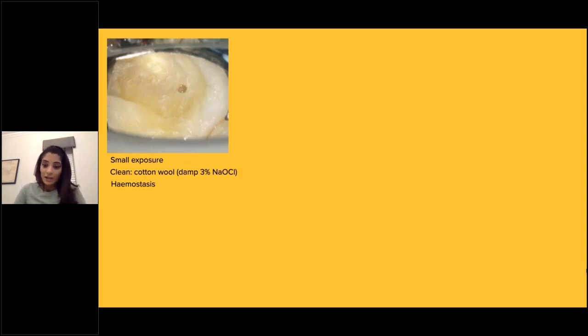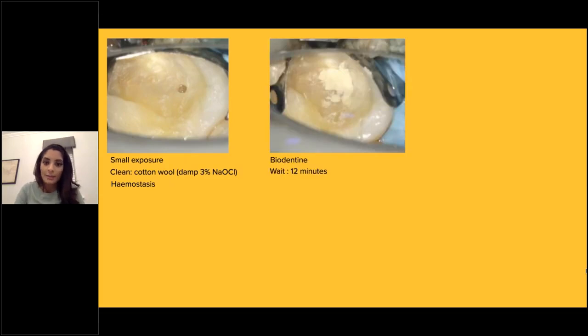If it's in an irreversible inflammatory state, then obviously the bleeding won't stop, and then we have to think about either doing a partial pulpotomy or proceeding to do a root canal treatment. In this case, we can see that we got good hemostasis. So then I put the Biodentine on top, waited 12 minutes.